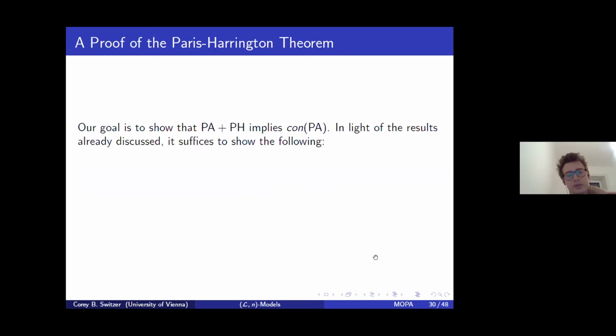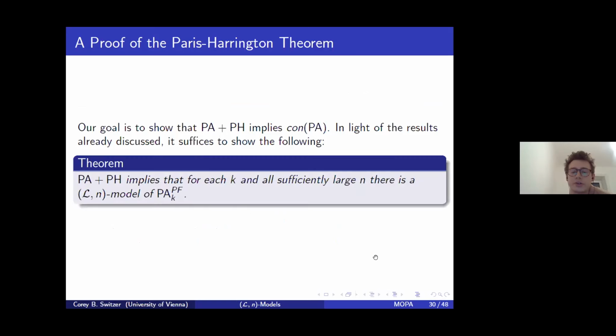So the goal is to show that PA plus PH implies Con(PA). And in light of this special case of the completeness theorem for Ln models, what I need to show you is that if I assume PH, then I get that for each k, and all sufficiently large n, there is an Ln model of PA minus PF_k. All right, this proves the theorem.